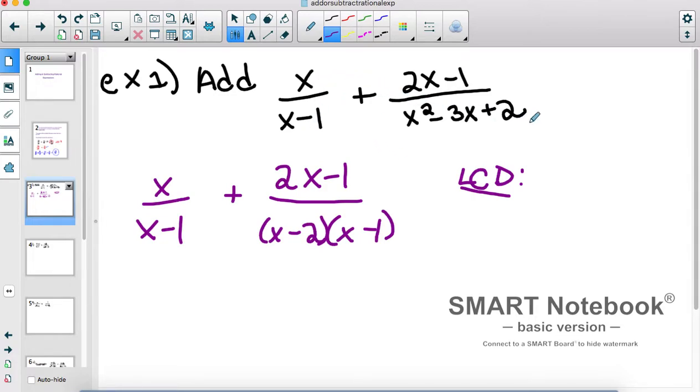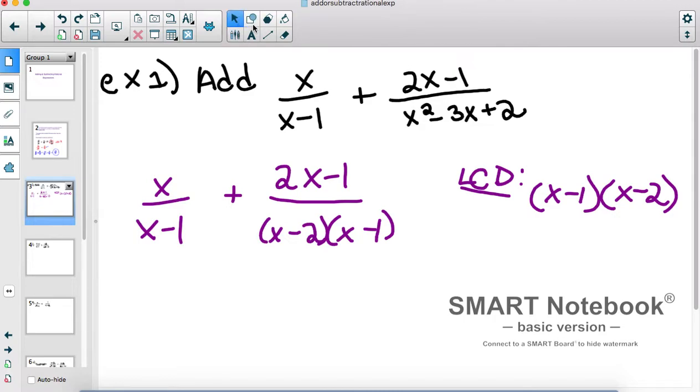Okay? So let's take a look. This fraction has an x minus 1. This fraction has an x minus 1. So the x minus 1 is going to get listed just once because they have it in common. Okay, then look for what they don't have in common. So the x minus 2 they don't have in common, so we need that as well. So your LCD is x minus 1 times x minus 2.